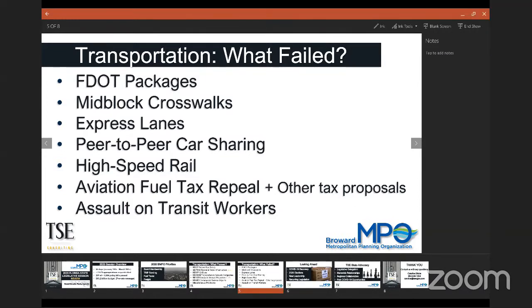But those are the main ones I wanted to hit on. If you guys have any other questions. Oh, also, I did fail to include on here, under what failed, the transportation disadvantage bill, which would have increased cooperation between the counties to make it more seamless if people needed to cross county lines while using our transportation disadvantage system. It passed the House. It almost got through the Senate. It ended up getting stuck in its final Senate committee.